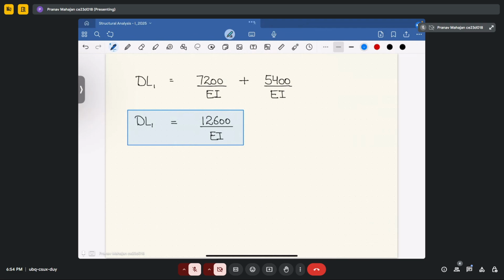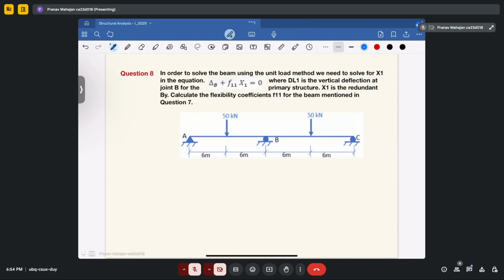Okay. So now let's move to the next part of this question. Your next part is telling you that in order to solve the beam using unit load method, we need to solve for H1 in the equation. Where DL1 is the vertical deflection at joint B for the primary structure, and H1 is the redundant By. Now you have to calculate the flexibility coefficient for the beam mentioned in the question number 7.